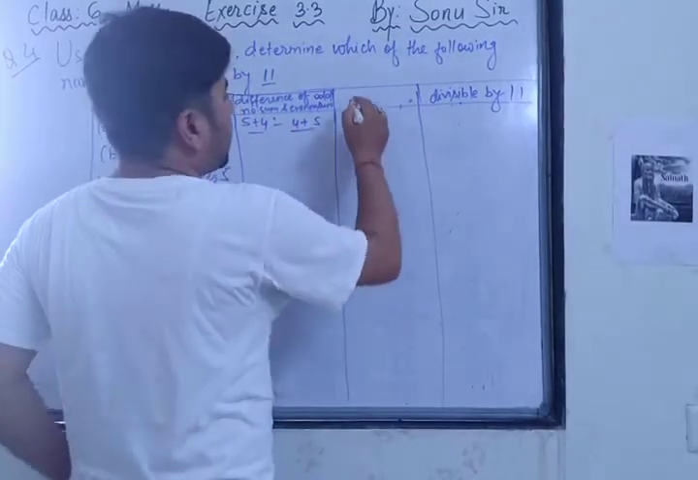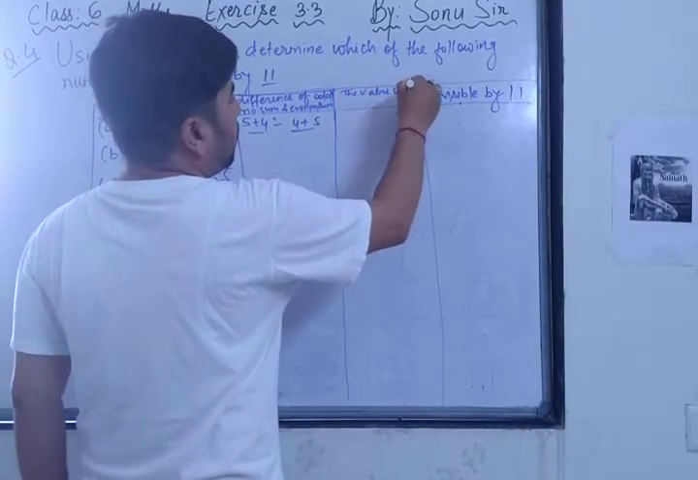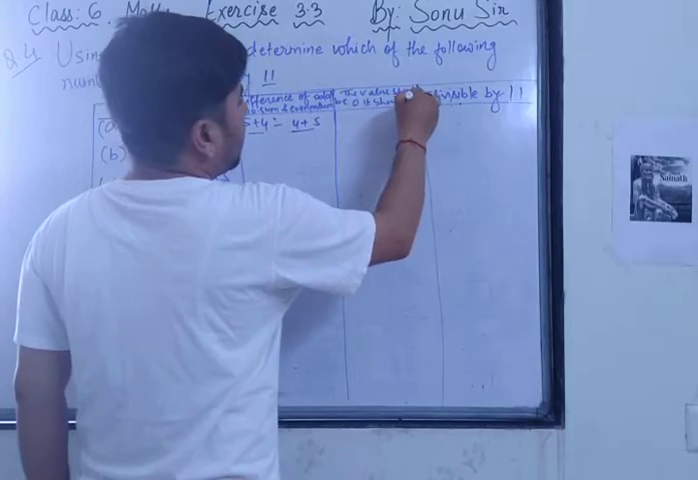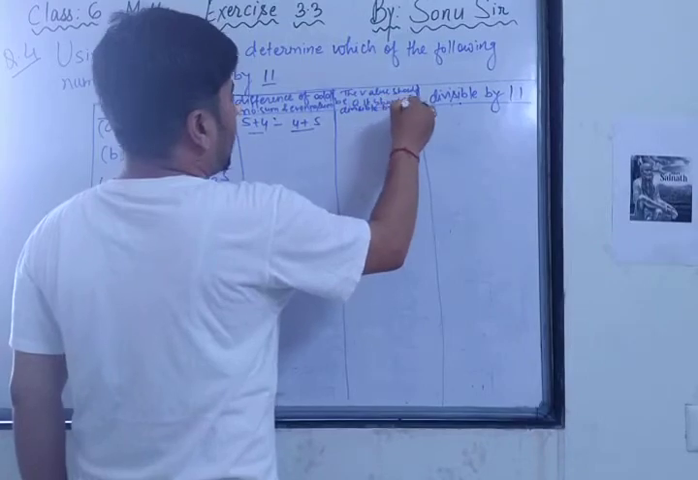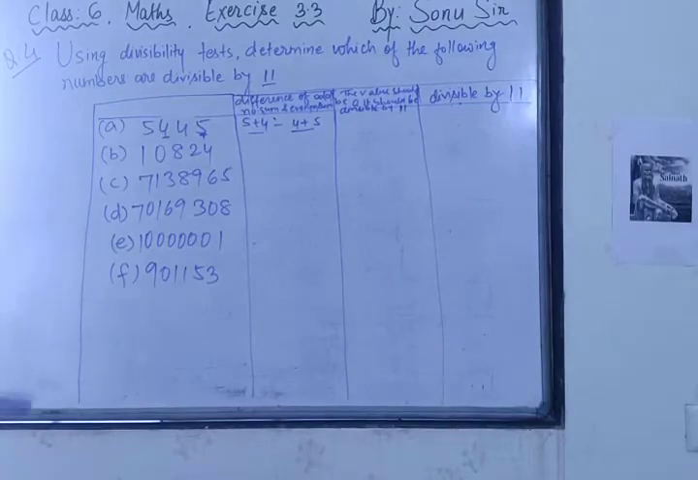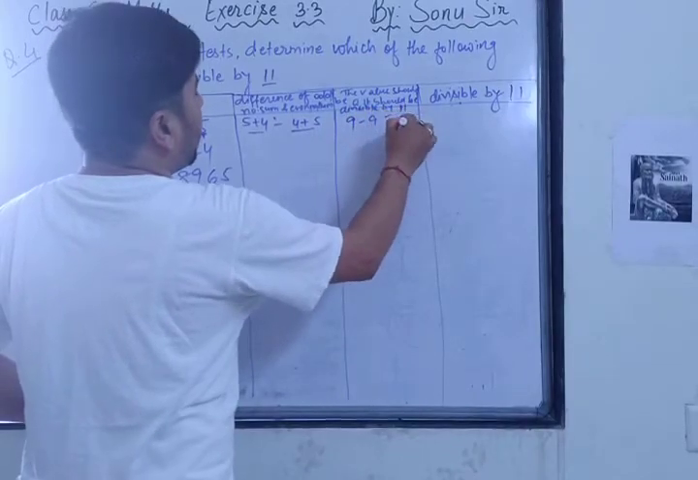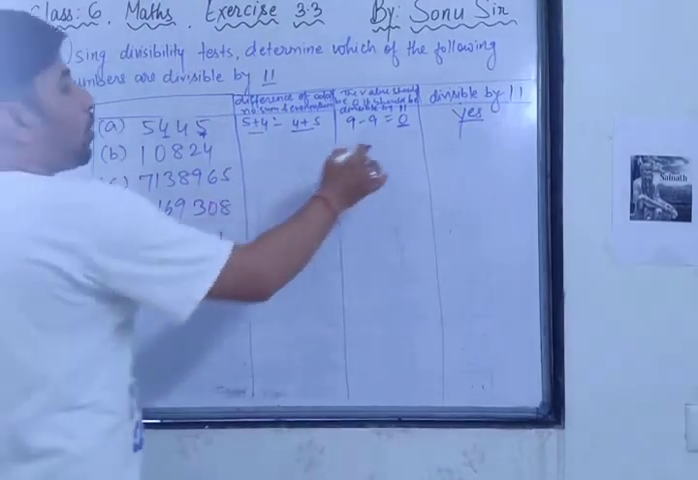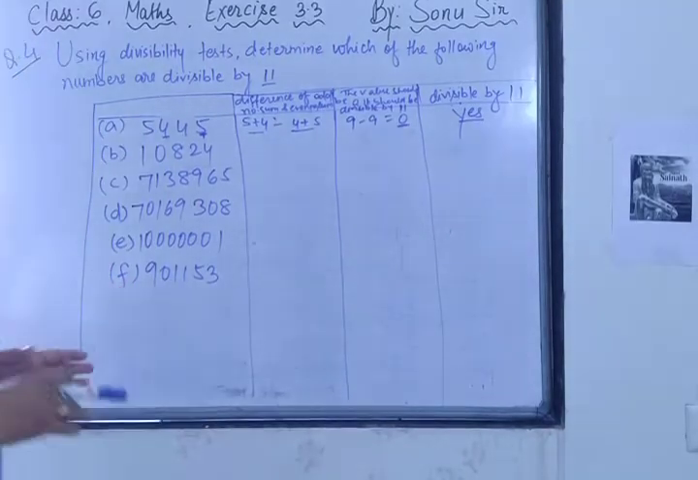And here either the value should be 0, or it should be divisible by 11. Got it? Means for the difference, either you should get 0 or it must be divisible by 11. So 5 plus 4 is 9, 9 minus 9 is equal to 0. If 0 comes, then this number is divisible by 11. If 0 doesn't come and any other number comes, then that number should be divisible by 11. Then only is the number divisible by 11.